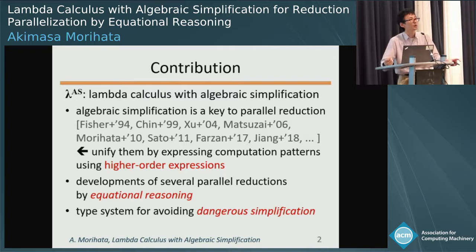The key weapon is equational reasoning, and of course, we are based on a purely functional setting. Equational reasoning is a perfect tool for systematically developing parallel reductions. Also, algebraic simplification may lead to an exponential blow-up of expressions. So in order to avoid such dangerous simplification, we provide a type system to guarantee some kind of smallness of the result of simplification.